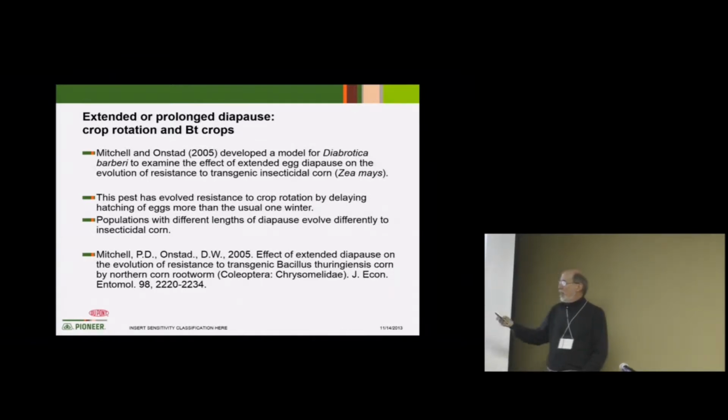So in one obvious sense, if instead of the eggs hatching after one winter, they hatch after 2 winters, not only do they avoid the effect of the crop rotation, so they've evolved resistance to crop rotation, but obviously they're under fewer generations of selection for whatever else you throw at them, because they're avoiding 1 year's worth of selection.